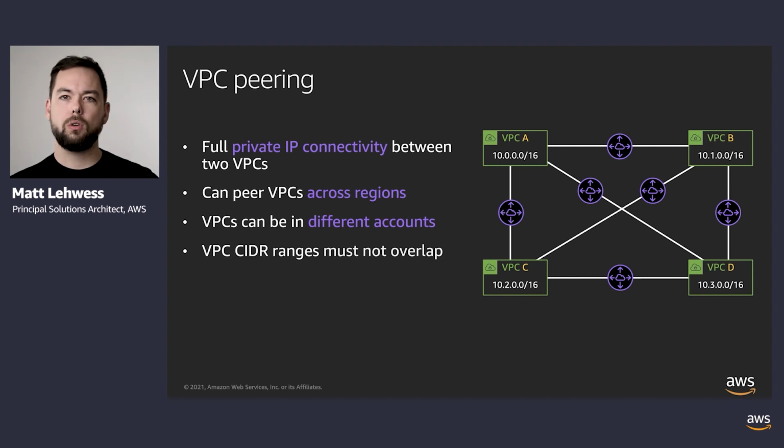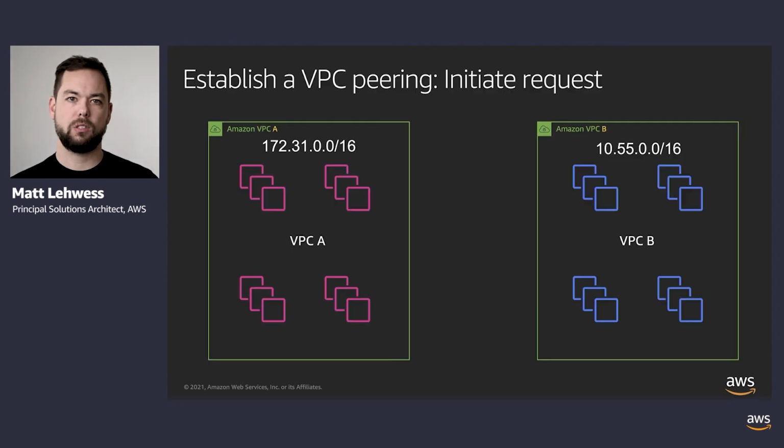Also, your CIDR ranges must not overlap. So notice we're using unique ranges for all of those VPCs. You can't peer two VPCs together that have overlapping CIDR ranges.